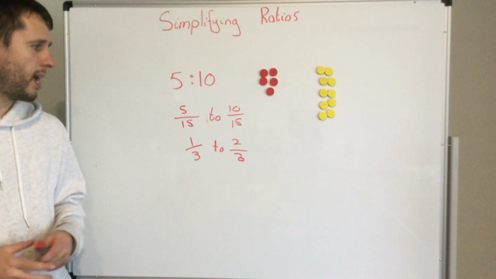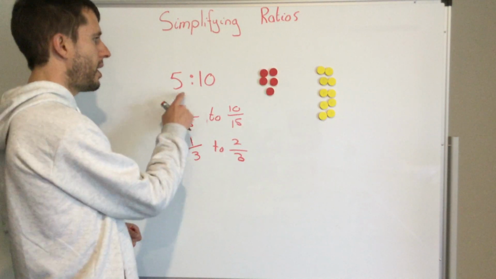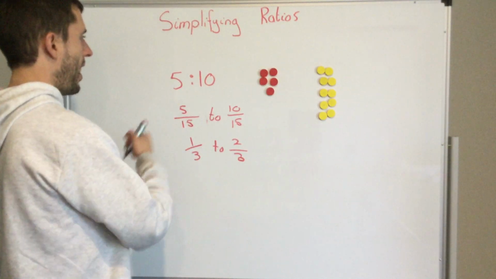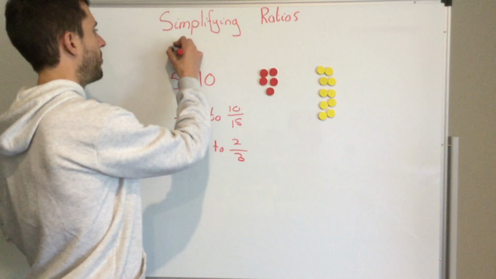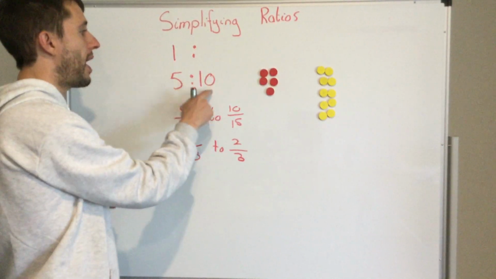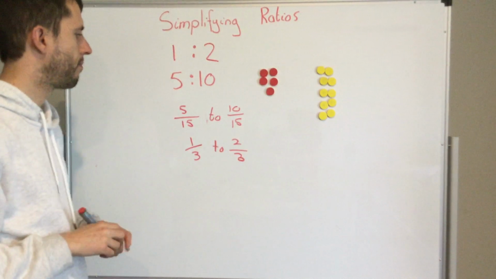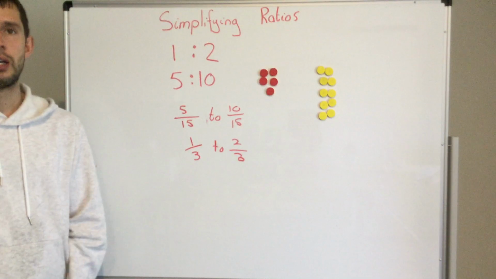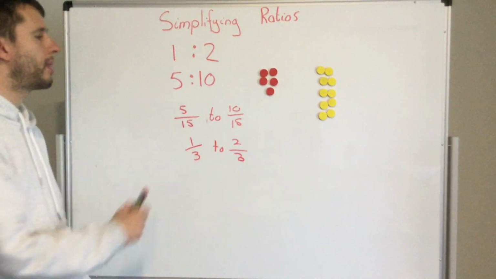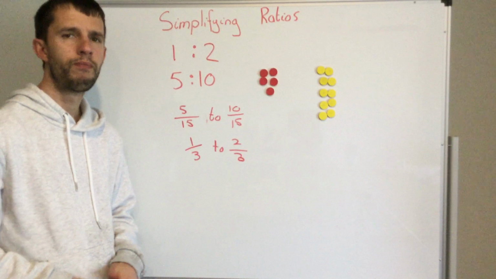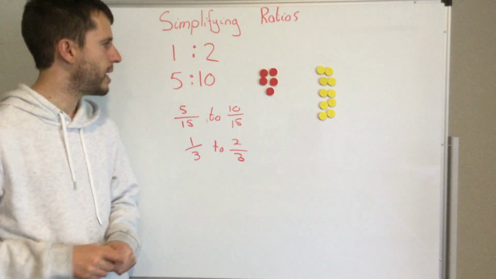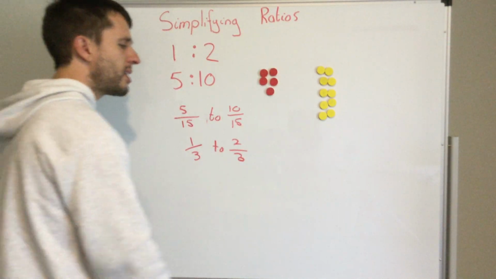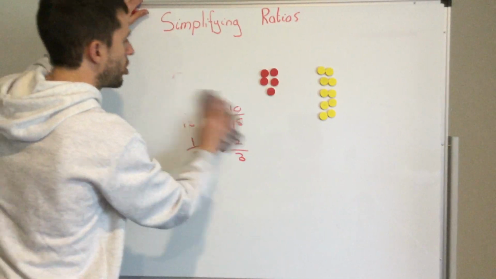So let's think about that now. Here, 5 and 10, what is common between those two numbers? 5. How many 5s in 5? 1. How many 5s in 10? 2. And I look at my numerators, 1 part to 2 parts. And that's what happens when our denominators are the same, we can compare. So, that is how we simplify a ratio. We just look at our ratio and what is common. It doesn't matter if we're comparing more than 2 things.